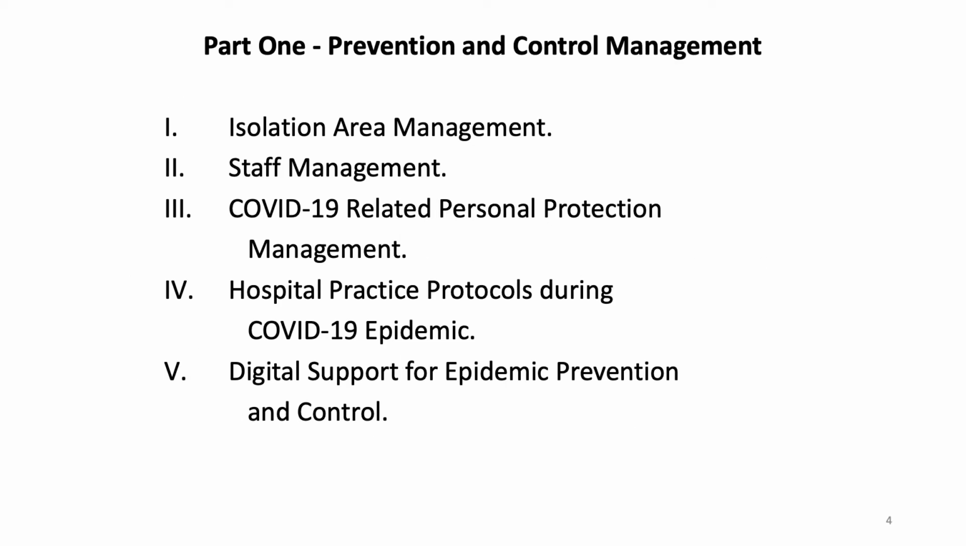So part 1 of the handbook, which is prevention and control management, is divided into 5 sections. 1. Isolation area management. 2. Staff management. 3. COVID-19 related personal protection management. 4. Hospital practice protocols during COVID-19 epidemic. And 5. Digital support for epidemic prevention and control.